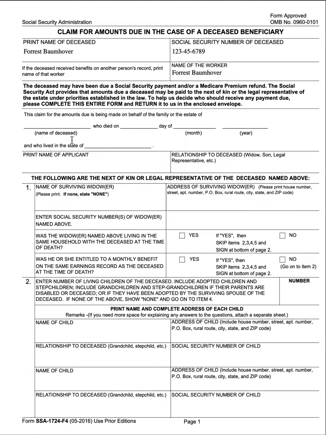So you would fill out this amount, the claim for amounts due being made on behalf of the family or estate of who died on blankety blank day of October, we'll call it 2022, and who might have lived in the state of Florida. You'll print the name of the applicant, not the deceased. We'll just pretend that Forrest's son, Frank Baumover, is creating this application, and we're going to fill it out as so.